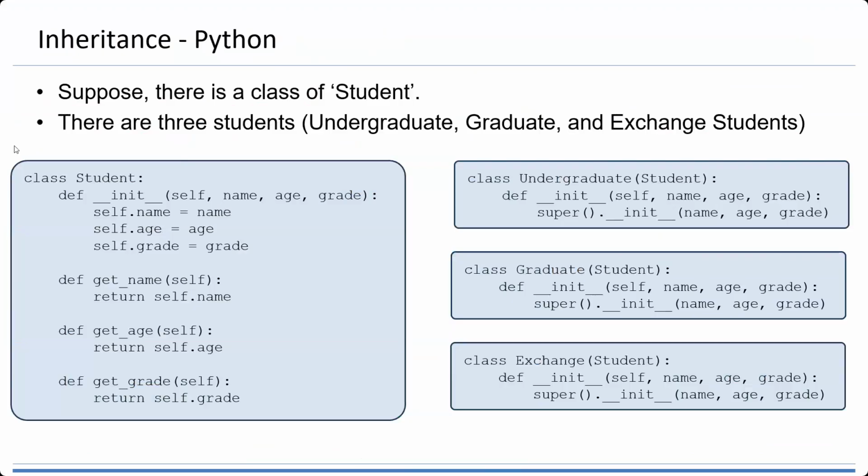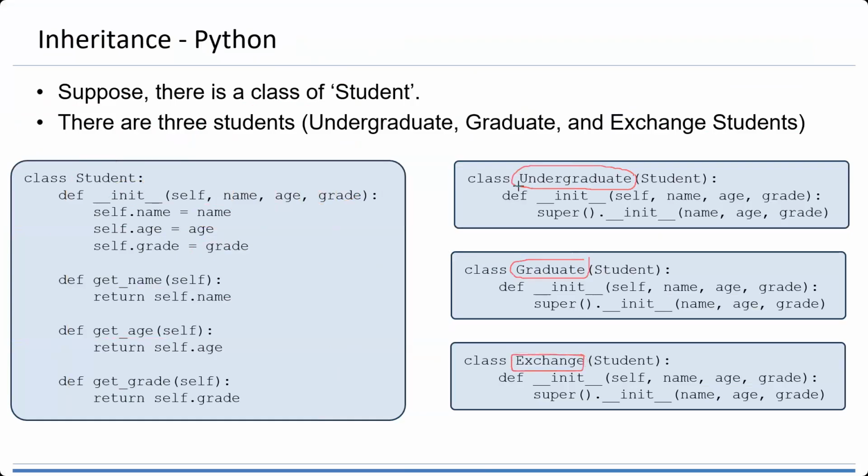In the inheritance, we have the class student. This is the example that I showed you before. We have the constructor. We have name, age, and grade. And we have three methods: get name, get age, and get grade. Now we need to have three different classes. So the first class is undergraduate. The second class is graduate. And the third class is exchange.